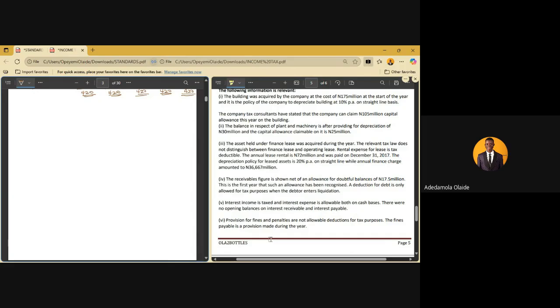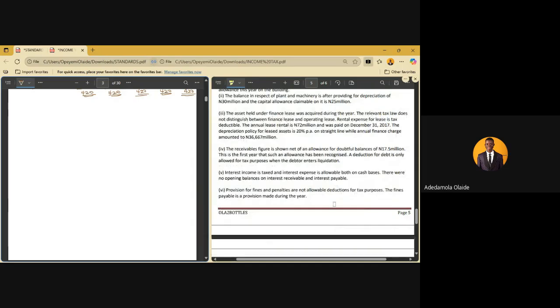This is the first year that such an allowance has been recognized. The deduction for debt is only allowed for tax purpose when debtors enter liquidation. Interest income is taxed and interest expense is allowed, both on cash basis. There were no opening balances on interest receivable and interest payable. Provision for fines and penalties are not allowable deduction for tax purpose. The fines payable is a provision made during the year.